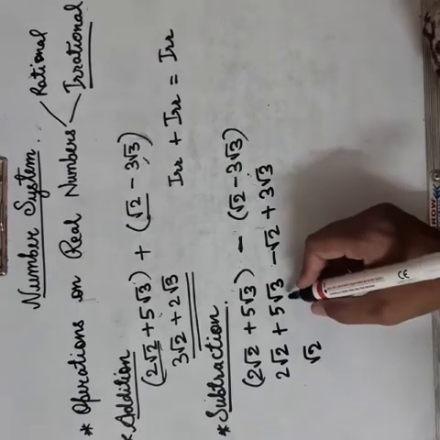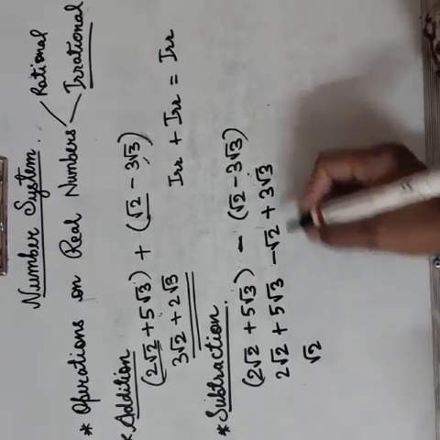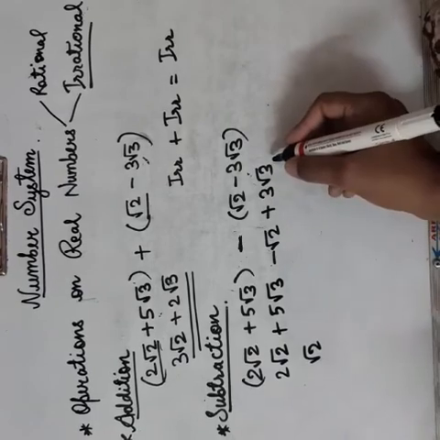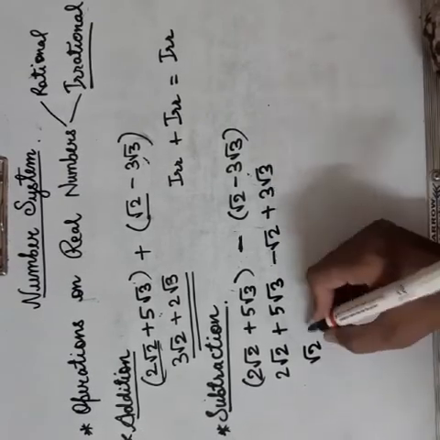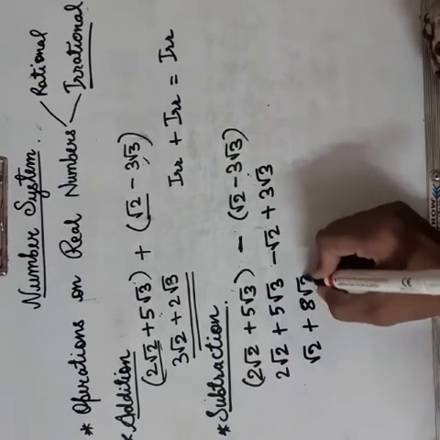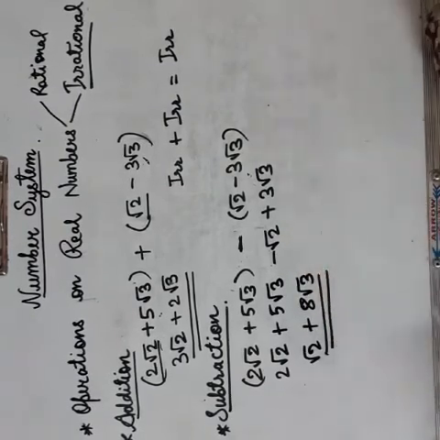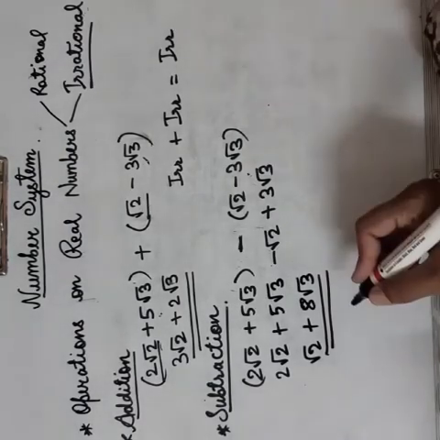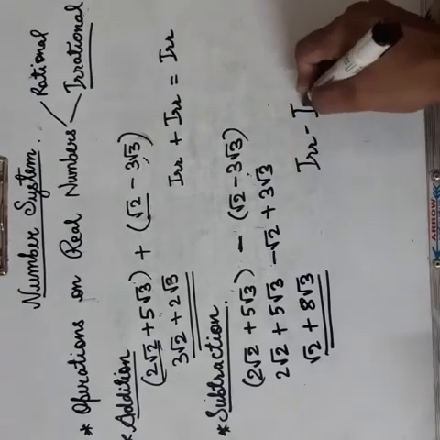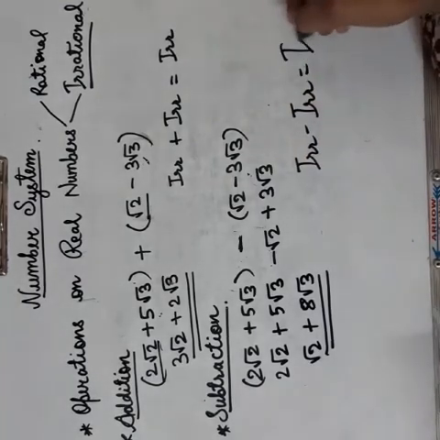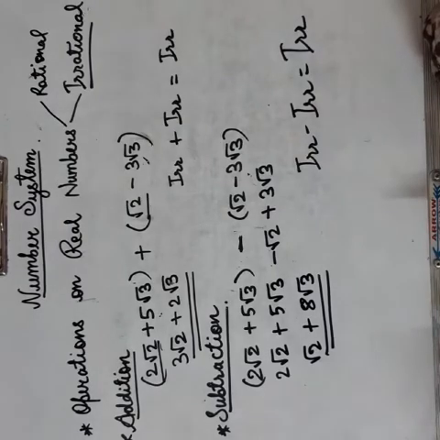Then 5 root 3 plus 3 root 3. So 5 bananas plus 3 bananas, like that you can consider. So 5 plus 3 is 8, plus 8 root 3. Can you simplify this further? No, we can't, right? So the subtraction result is also an irrational number only. So when you are subtracting two irrational numbers, your result is going to be irrational only.